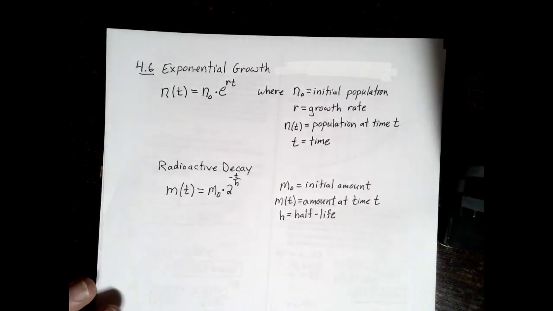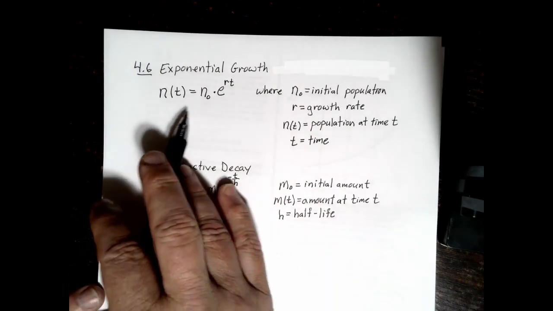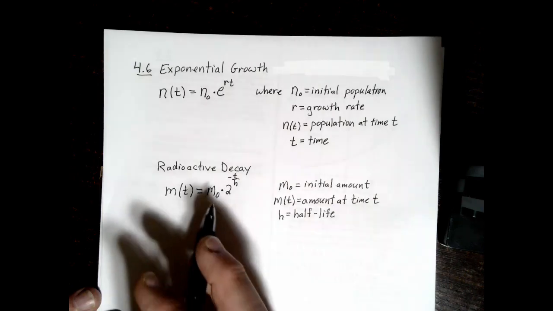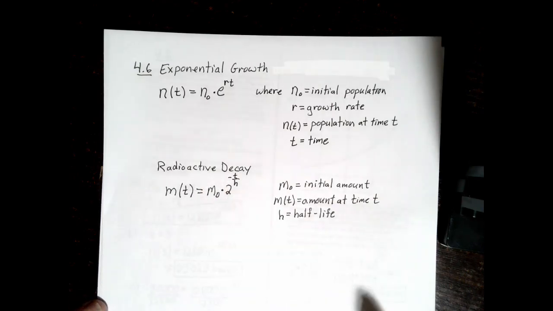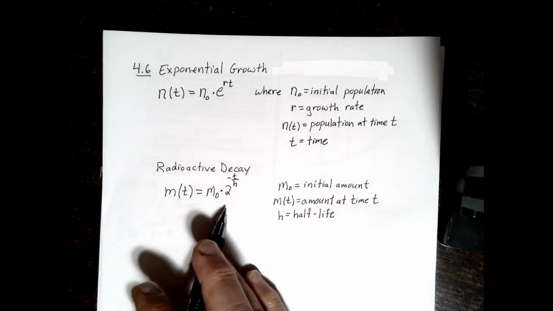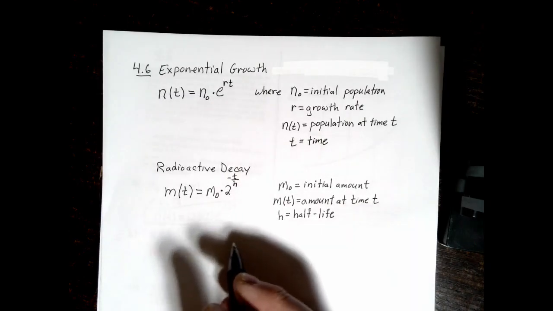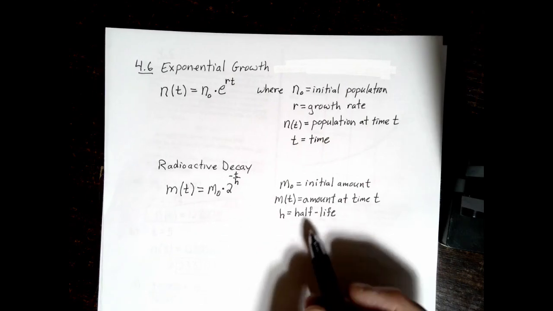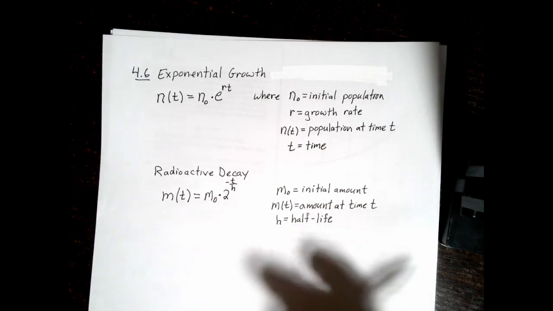Alright, section 4.6 talks about many different types of problems, but we're only going to focus on two of them. The first one being exponential growth, which typically talks about population of certain animals in nature. And then the other one is radioactive decay. It talks about a certain object becoming less and less as it decays into half of what it was, and that's called a half-life.